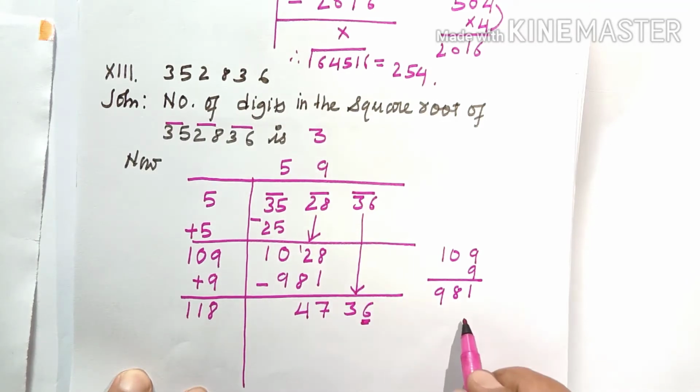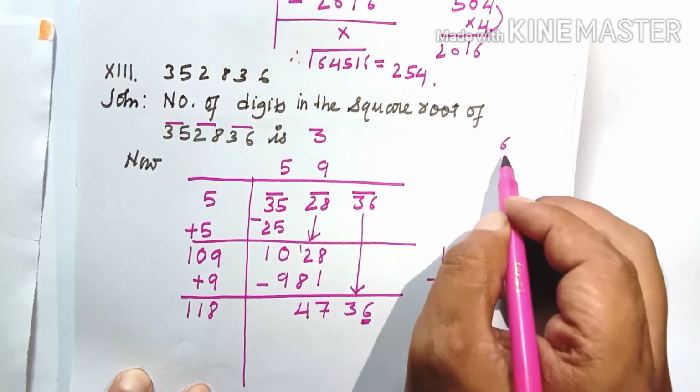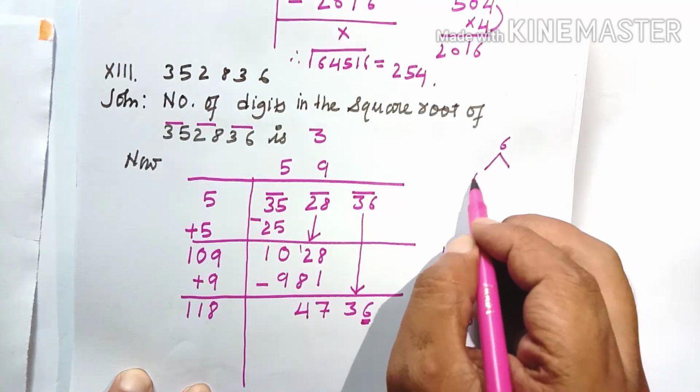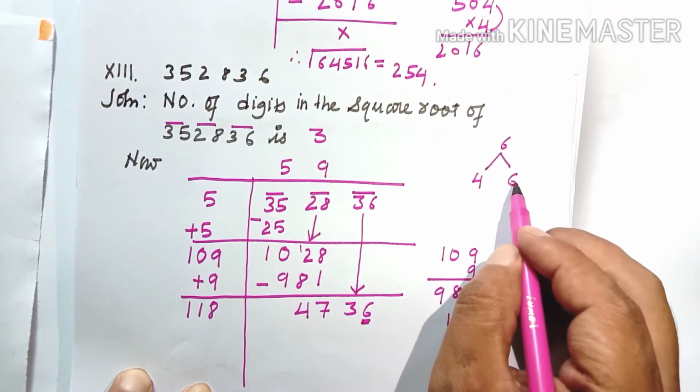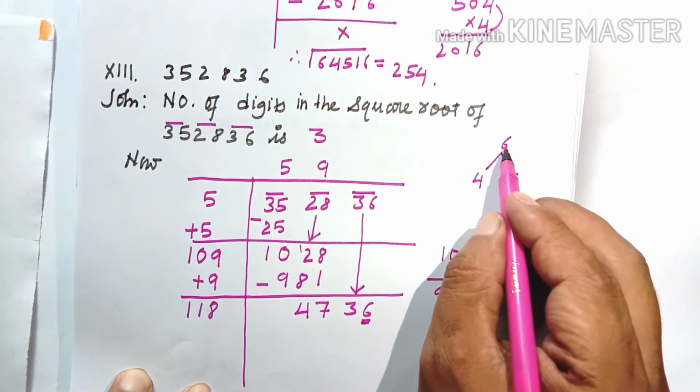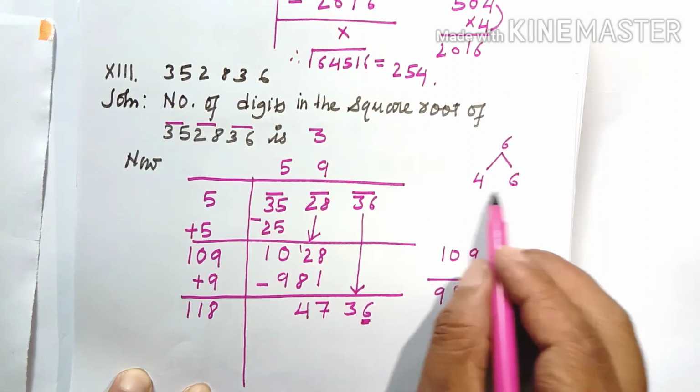Now take this number 118. So 6 is a perfect square. Possible numbers are 4 because 4 square 16, unit place 6. The other one is 6. 6 square 36, unit place 6. That means the possible numbers are these two.